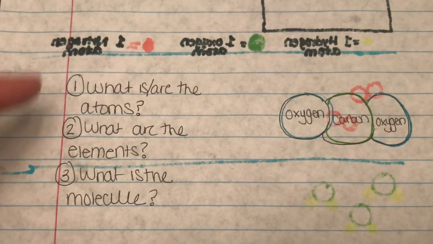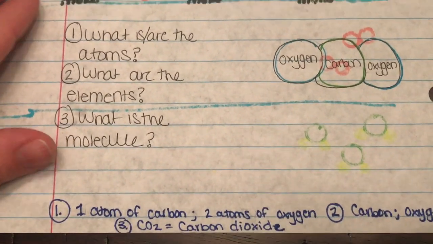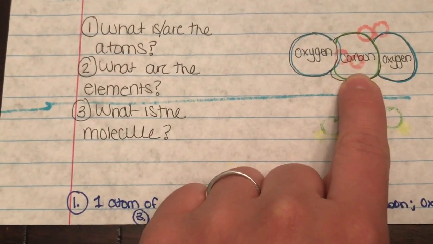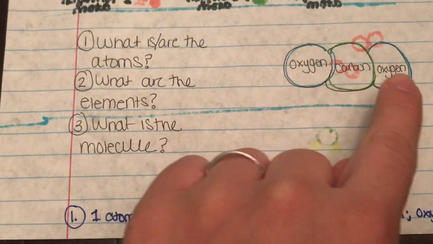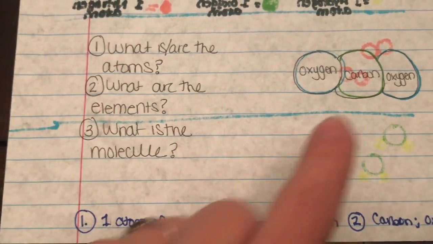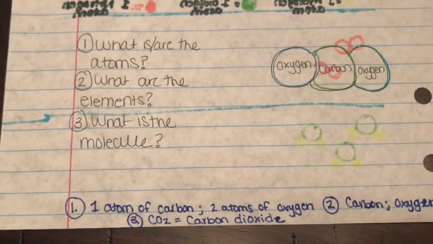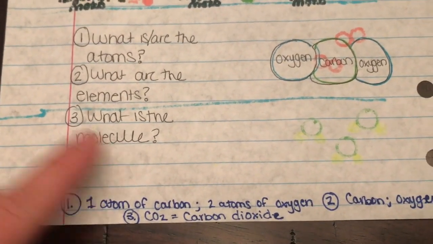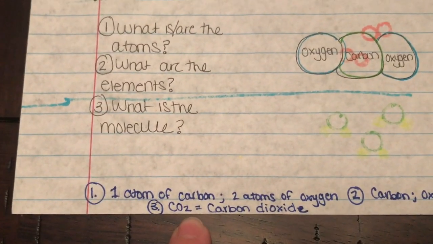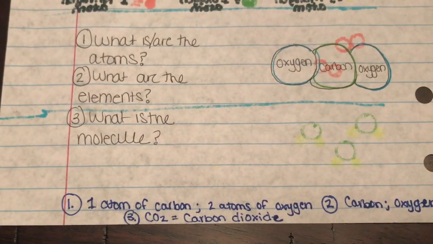Now that you've taken the time to actually answer these questions, I'm going to give you the answers that I have. So, what is or what are the atoms? There is 1 atom of carbon, and there are 2 atoms of oxygen in this picture. The elements are carbon and oxygen. Those are 2 different elements that would be on the periodic table. And what is this molecule? I have a 1 C and I've got 2 O's. So I've got CO2. CO2 represents carbon dioxide, which would be the molecule.